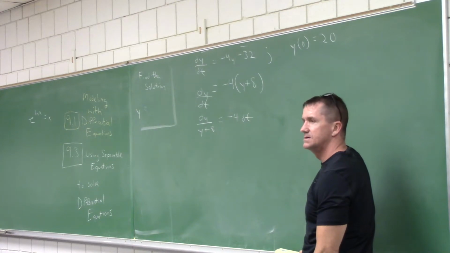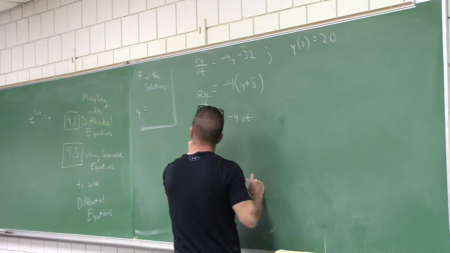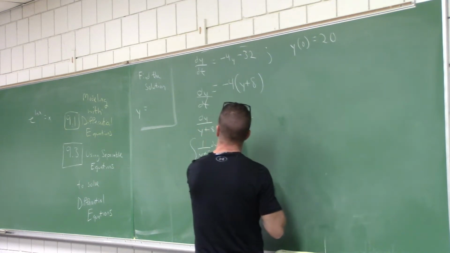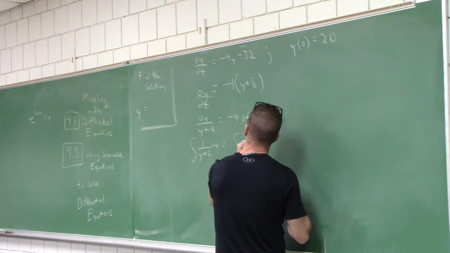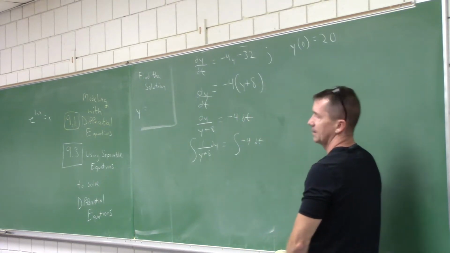And I'm ready. It's time to integrate. What's the integral of this? ln of y plus 8. Kate, very good. What's the integral of negative 4 dt? Negative 4t. And then we'll put a plus constant.